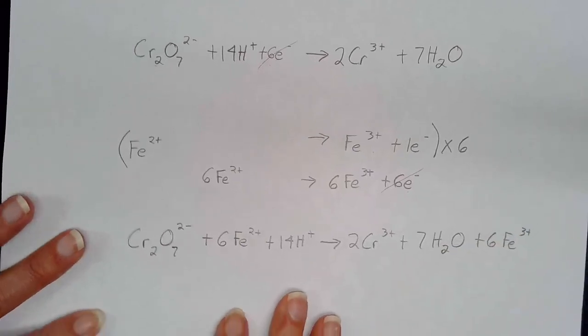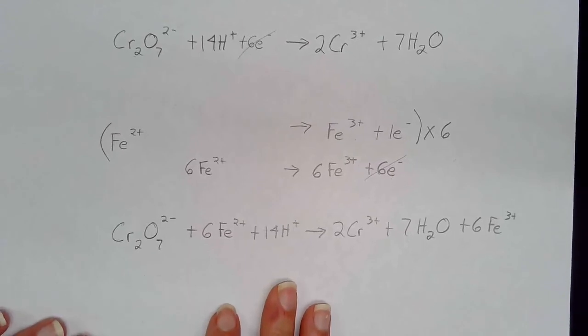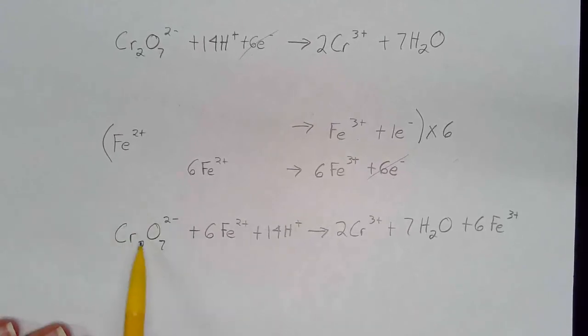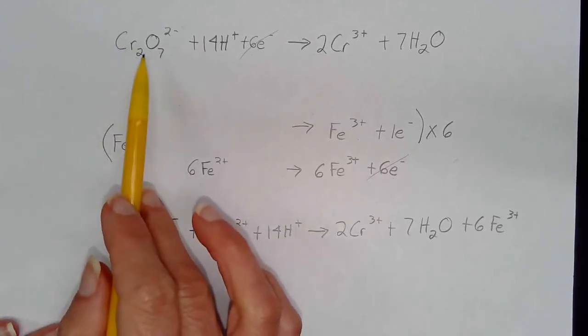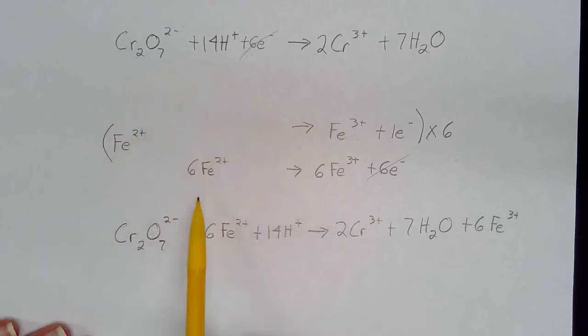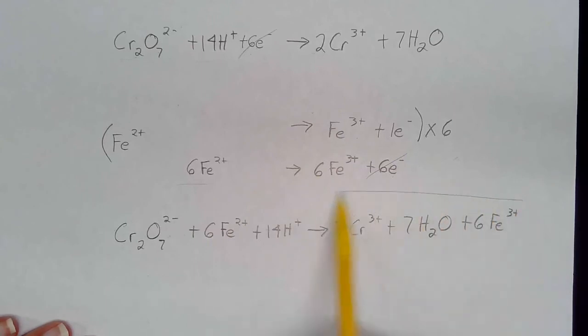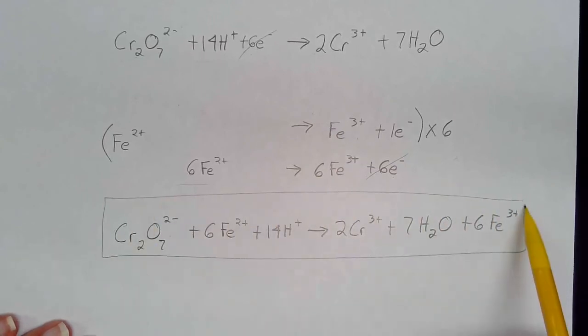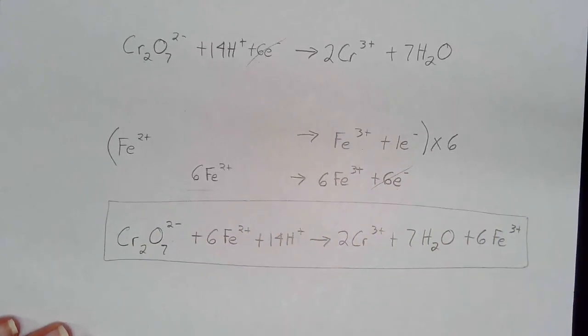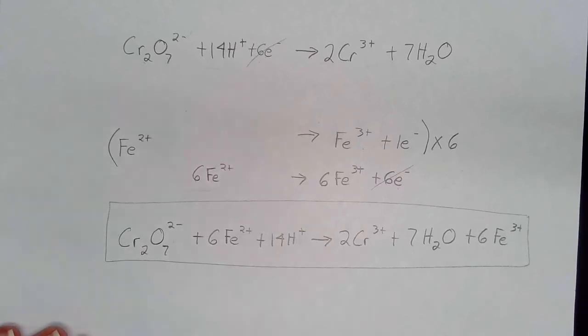Which brings up an important point. Order does not matter. You can write these in any order. So if it's easier for you to write these two and then this, that's totally fine. That's what I did down here on the right side. It's not what I did on the left side. The order is not important. Okay, this is our balanced equation. If you have any questions, as always, just let me know.